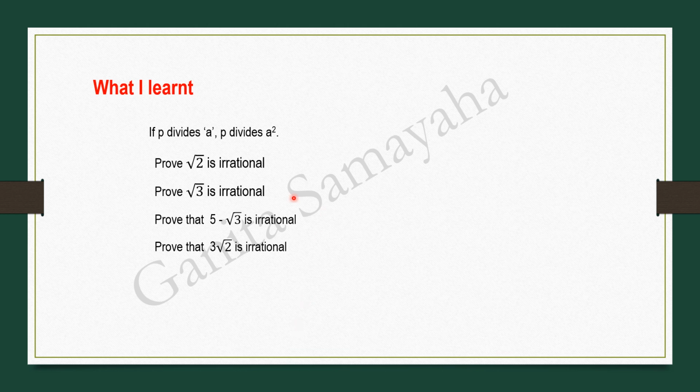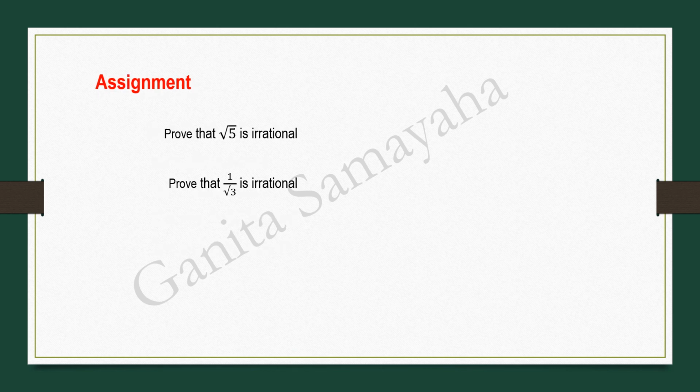Okay, so these problems are very important. One of these will appear for your examination. So I have got an assignment as well for you. As usual, I have an assignment for you. Prove that root 5 is irrational. Prove that 1 over root 3 is irrational.